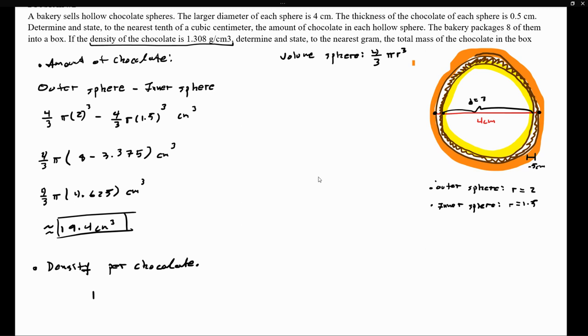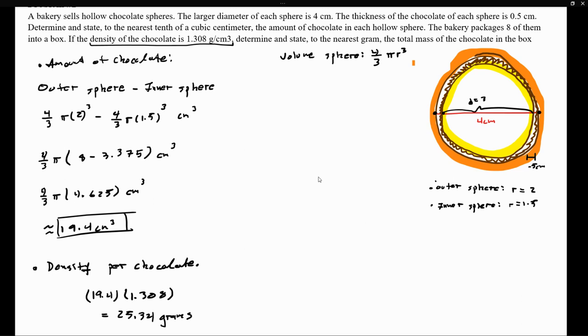So we're going to multiply 19.4 times 1.308. And what we're going to end up with is 25.34 grams. So we know that for every ball of chocolate, this hollow sphere of chocolate, there's approximately 25.34 grams of chocolate. I shouldn't say exactly, but approximately.